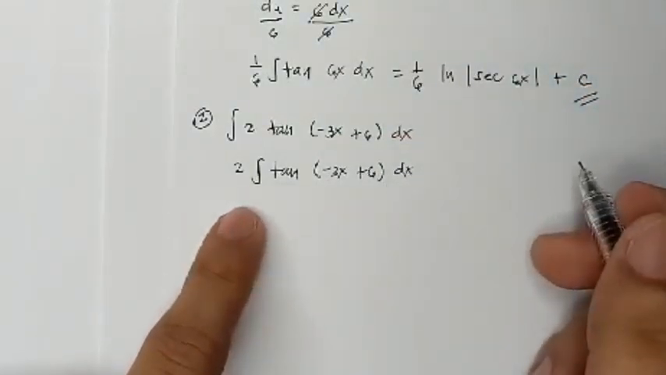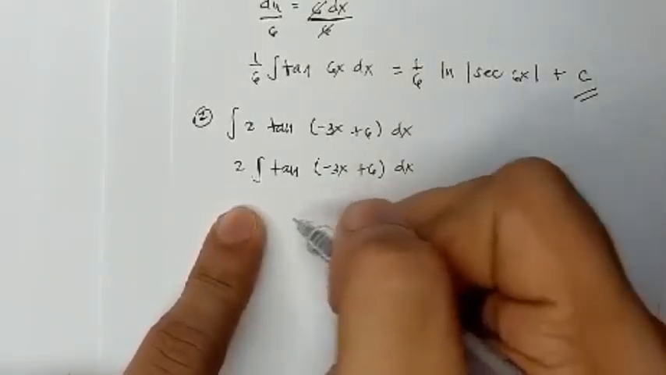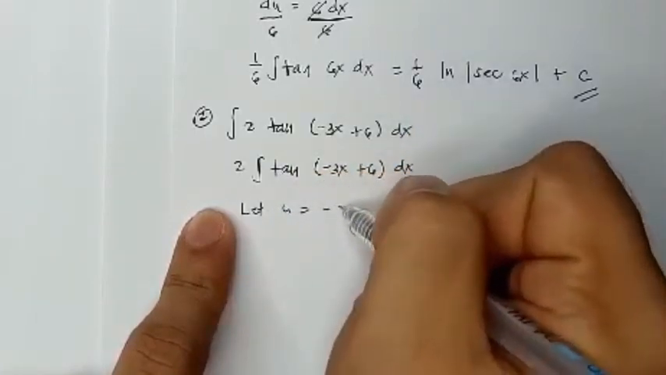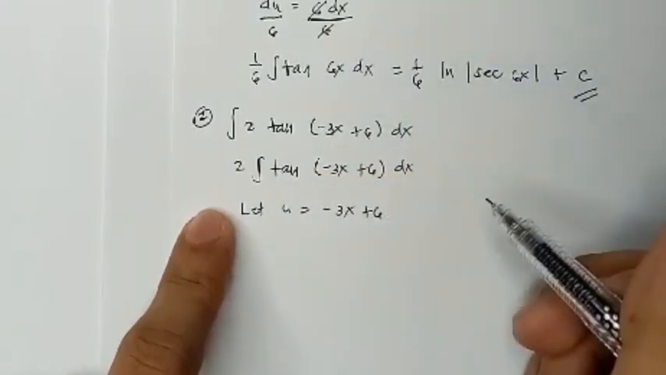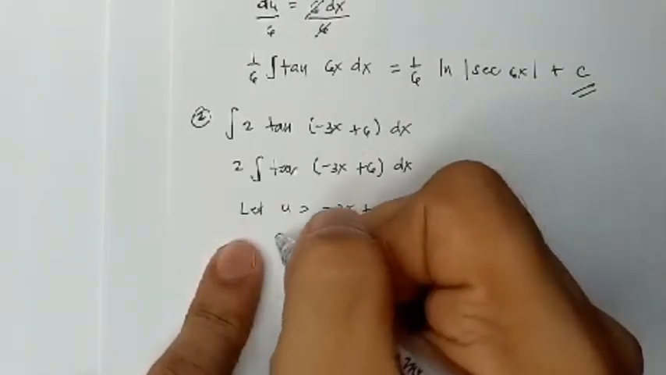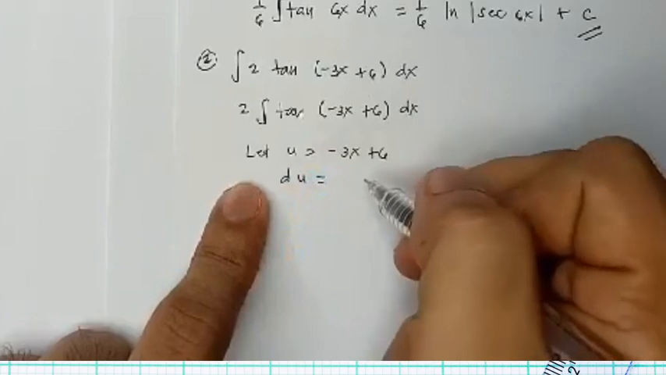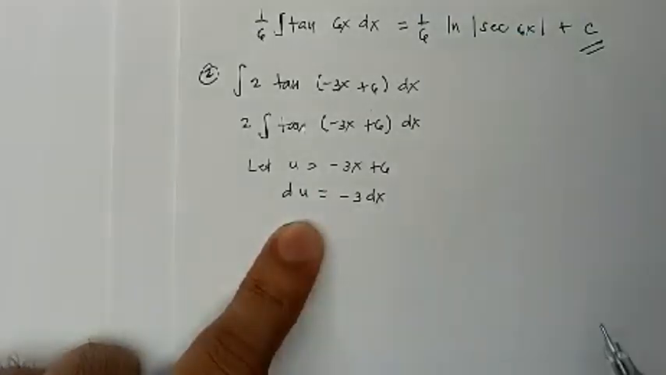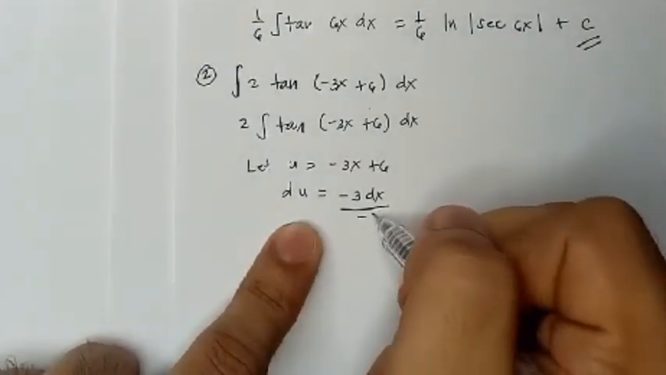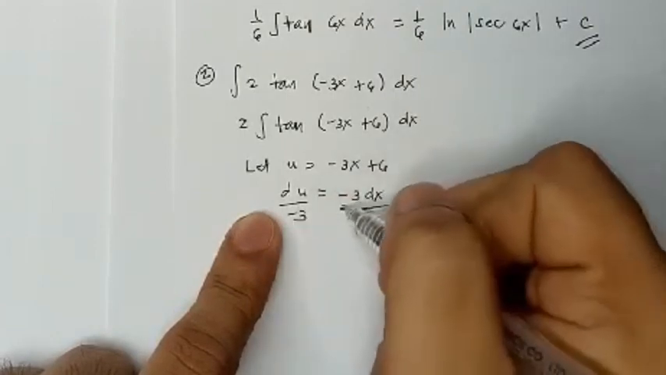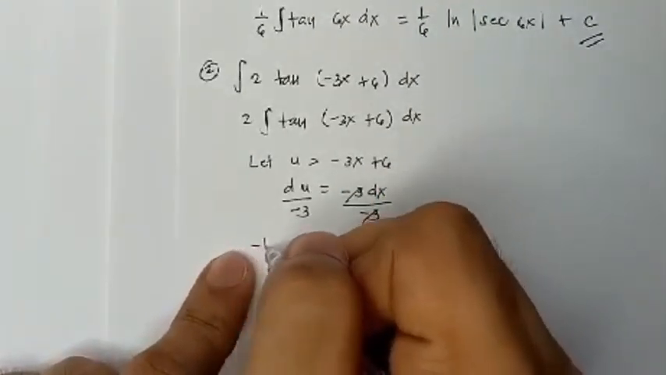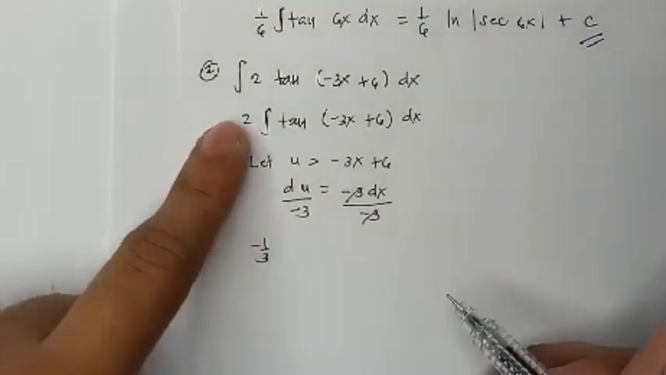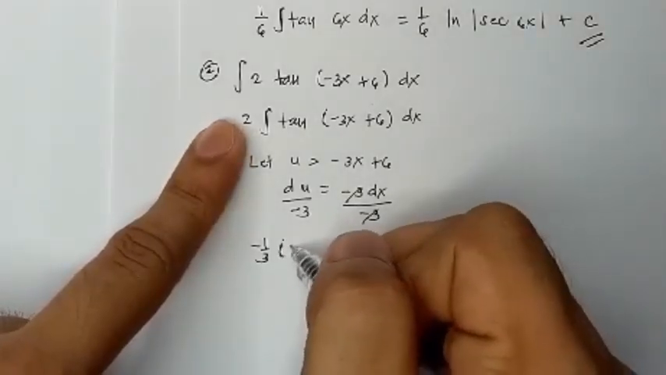With this, we are now ready to let the value of our function be, so let u therefore be negative 3x plus 6. After that, we are now ready to get its derivative. So du equals negative 3 dx. Divide both sides by negative 3. So therefore, our integrating factor here is negative 1/3. But of course, do not forget that we have already separated constant 2 here. So that is already written here.